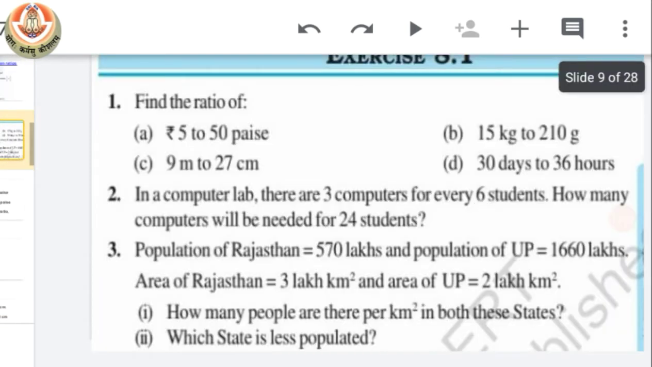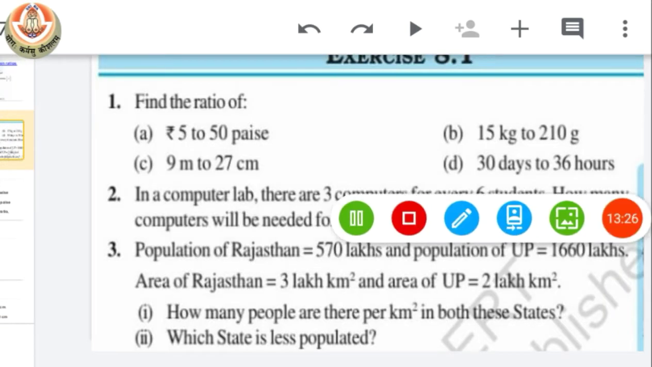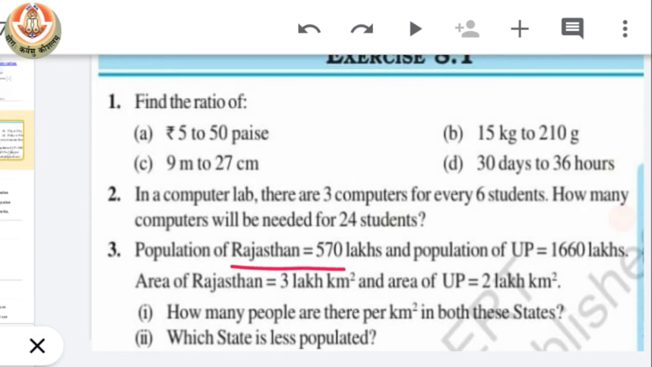Now the next question is, we have the population of Rajasthan, which is 570 lakh, and the population of UP, 1660 lakh. The area of Rajasthan is given, and the area of UP is also given. That means 570 lakh population for 3 lakh kilometer square of area. Now we have to answer the questions. The first one is, how many people are there per kilometer square in both the states?